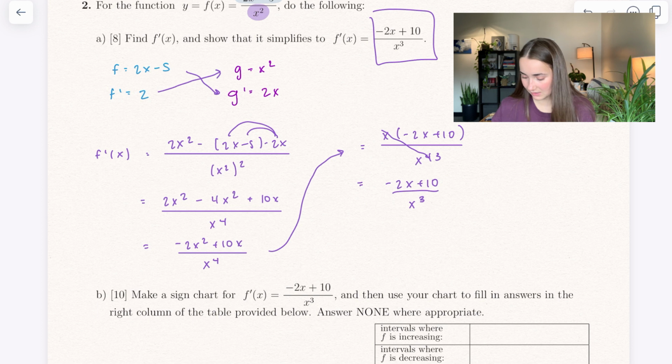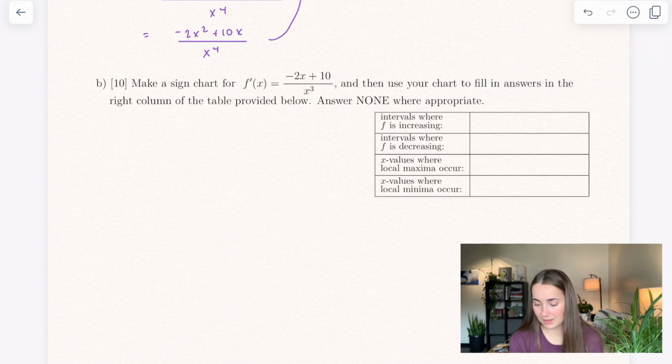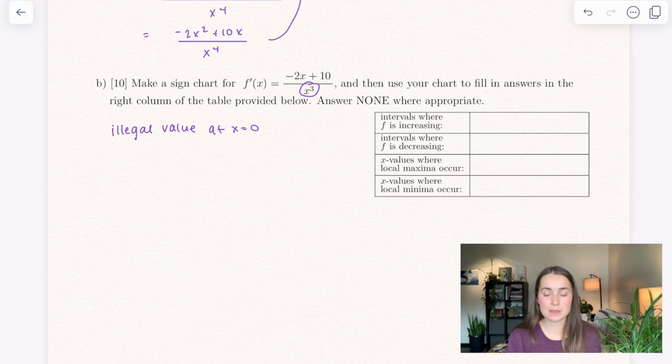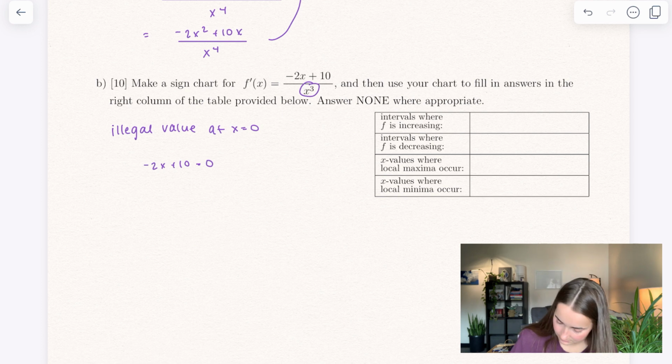So now that we showed this, let's go down to part B. We want to make a sign chart and use the sign chart to fill in these answers on the right. So first, what we want to do is find the critical values. Notice here that we have an x cubed in the denominator, which means we have an illegal value at x equal to 0. We have to make sure to include that in our critical values. So now what we can do is set our function equal to 0, which is the same as just setting the numerator, negative 2x plus 10, equal to 0.